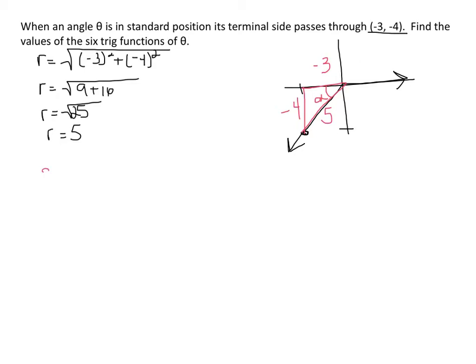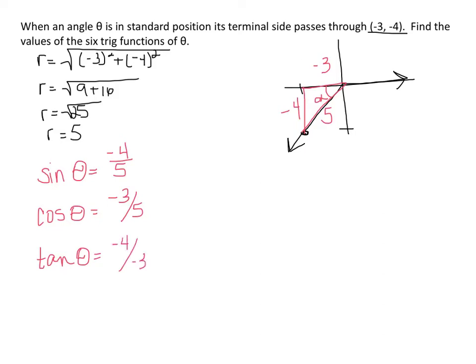So if we start taking the sine of theta, well, we know sine is y over r, so that's -4 over 5. Cosine, x over r, so -3 over 5. Tangent, y over x, -4 over -3, which we can then reduce to be 4/3.